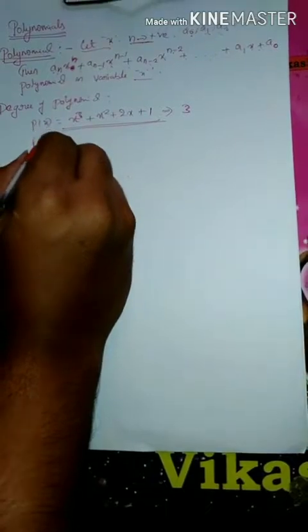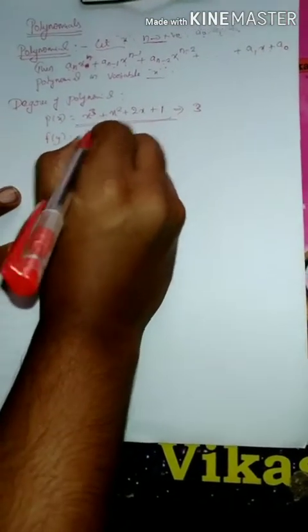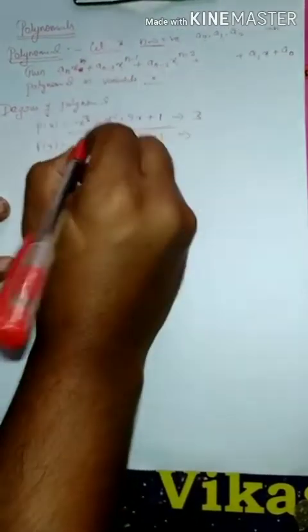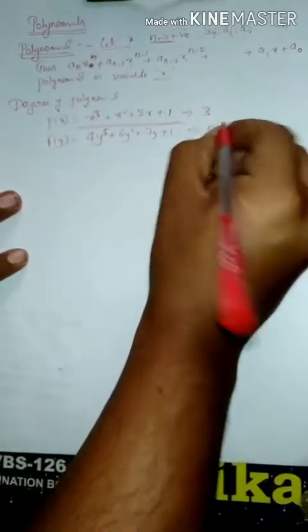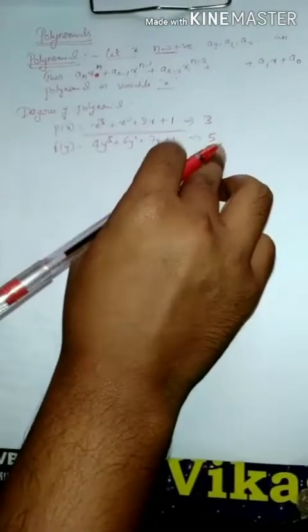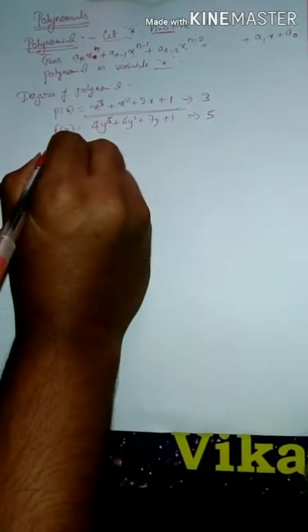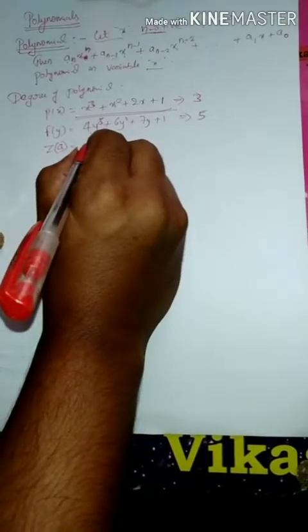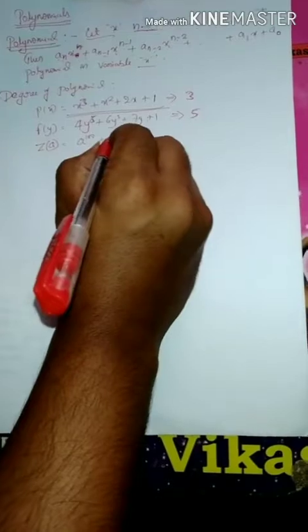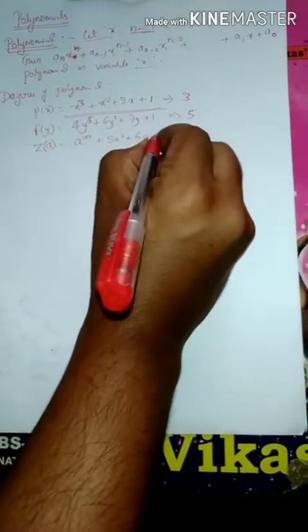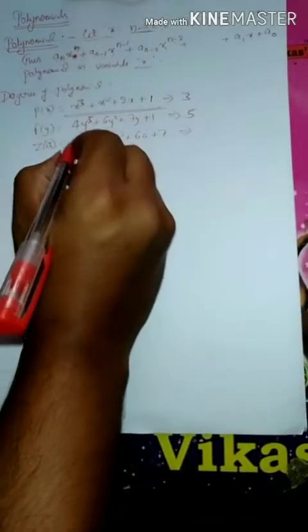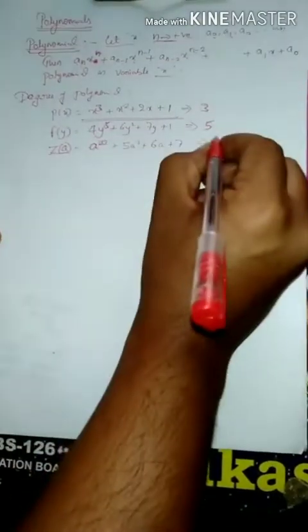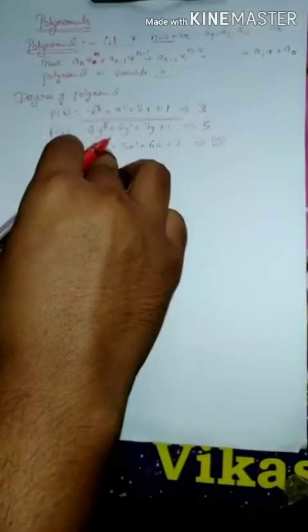Let us take one more example. f of y is equal to 4y to the power 5 plus 6y square plus 7y plus 1. So here the highest degree is 5. Therefore, the degree of the polynomial f of y is 5. And next, z of a is equal to a to the power 100 plus 5a square plus 6a plus 7. See here the highest degree of the polynomial is 100, a to the power 100. Therefore, the degree of the polynomial is 100. So this is about the degree of a polynomial.